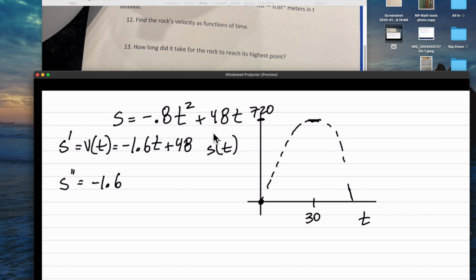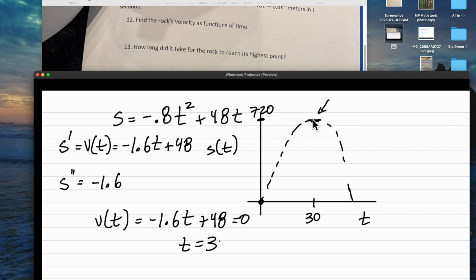But if you did want to use calculus here, what you would do is say to yourself, well, at its highest point, its velocity is 0. Here, it is not rising, it is not falling, you have a velocity of 0. So what we can do is set velocity equal to 0 and solve for t. So when you do that, you will find that t equals 30.